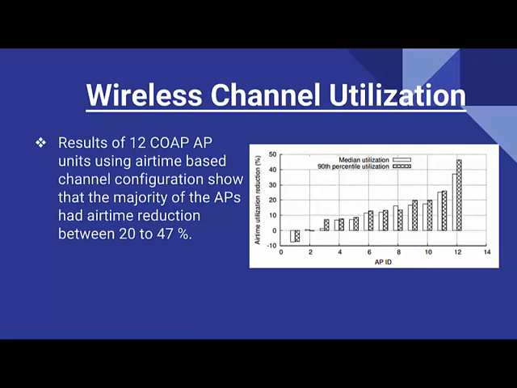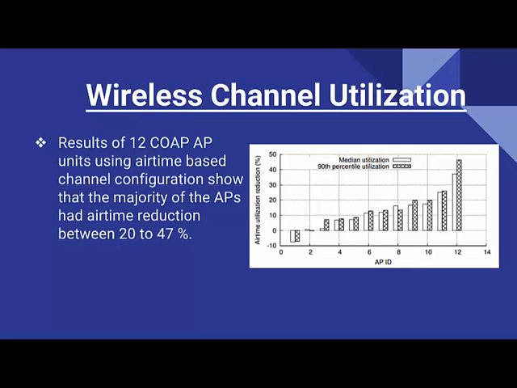An exercise was done to study the benefits of the COPE controller by assigning channels to different APs. 12 residential COPE APs were deployed for a length of 6 days. 2 channel configurations were used on alternate days: a static channel assignment, which is the current case for most Wi-Fi APs, and a dynamic channel assignment that used the COPE framework to reduce airtime usage on APs.